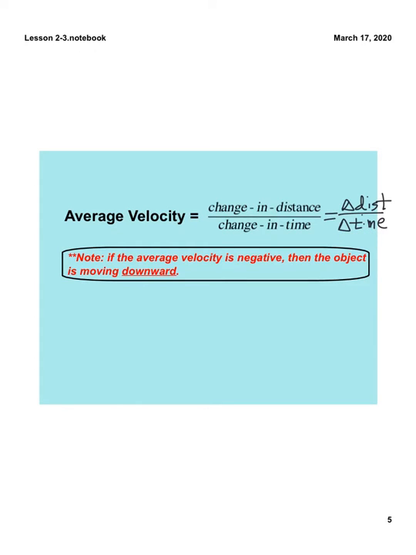And then one thing I do want you to note, that if the average velocity is negative, it means the object is moving downward. So in this case, negative means down, velocity is moving in a negative direction, and positive would be it's moving up. So let's look at a few problems.